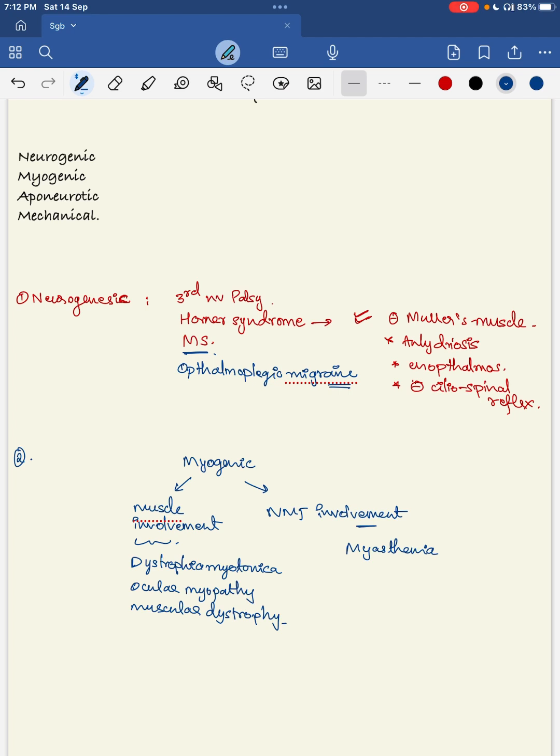Thyrotoxicosis and Lambert-Eaton syndrome can be other differentials for this. Lambert-Eaton syndrome is due to production of antibodies against calcium channels. Lambert-Eaton syndrome happens to be a paraneoplastic syndrome of lung cancer. So it can be a paraneoplastic of many diseases. That should be kept in mind.